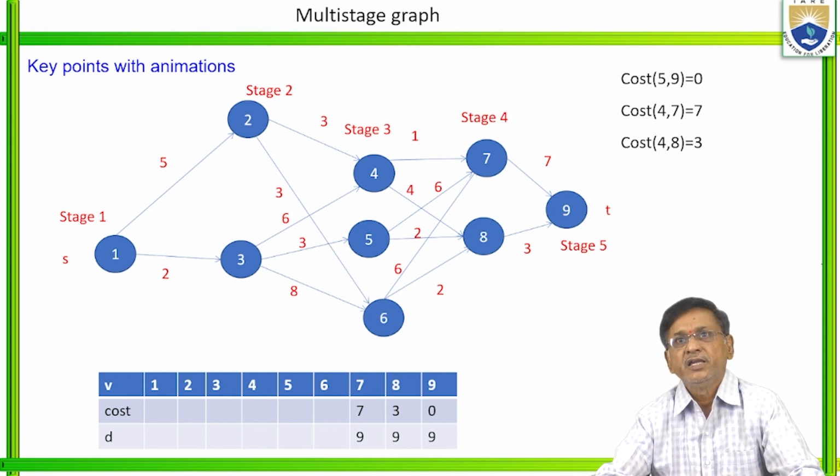First, we will calculate the cost corresponding to the vertex 2 in the stage 2. So that means we have to find out the cost of an edge 2 to 4 plus cost of vertex 4, cost of vertex 4 in the third stage. And then cost of an edge 2 to 6 plus cost of vertex 6.